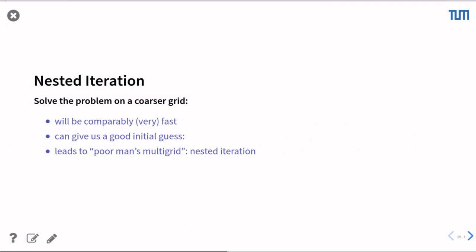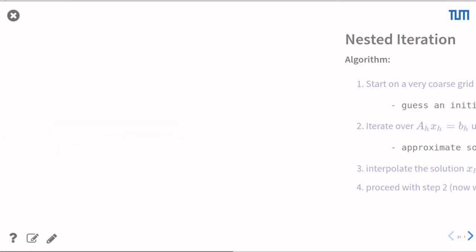So let's start with something that's called a nested iteration. Compared to the pure smoother, this will be very fast. It can give us a good initial guess, and is sometimes referred to as a poor man's multigrid. It's not a full multigrid yet, but it uses all the ideas. So let's have a look at that to start with.